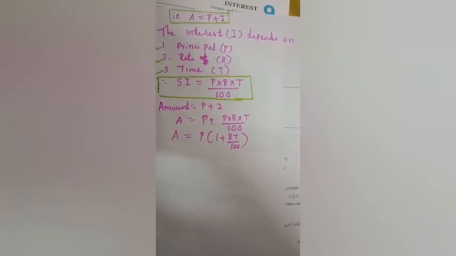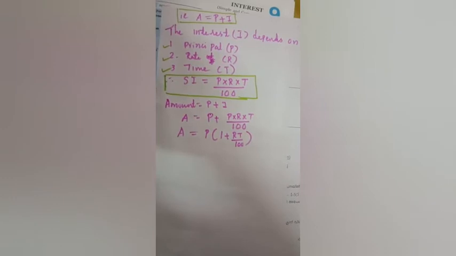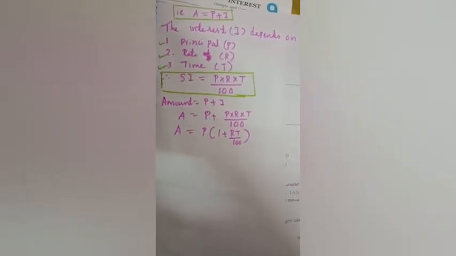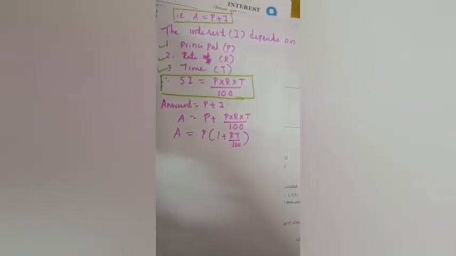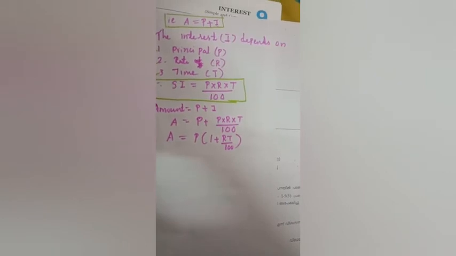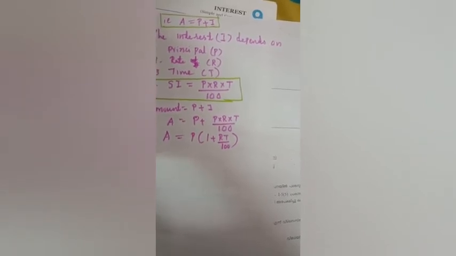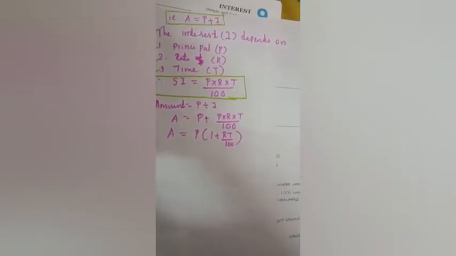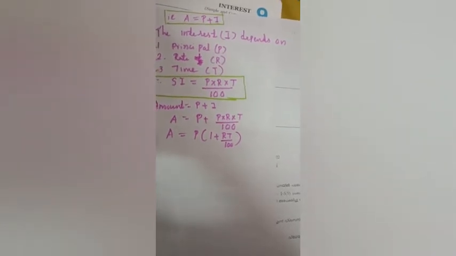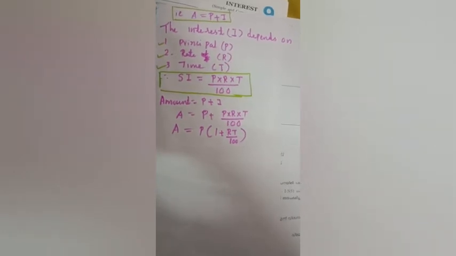Percentage means out of 100. So PRT by 100. R is always in the form of percentage. How will you write 10%? 10 by 100. That's why 100 is in the denominator. So simple interest is equal to PRT by 100. Very important formula. Then how to find amount?